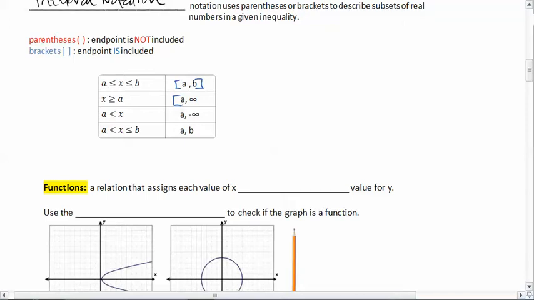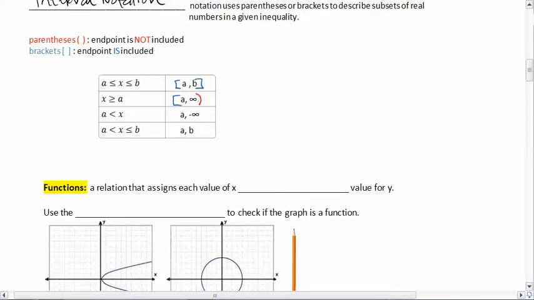The largest value we can get to is positive infinity. We can't actually get to positive infinity. It's not a value we can reach. So we're never going to include an infinity value. We're always going to have a parentheses if we have infinity. Next, we're going to look at a is less than x.